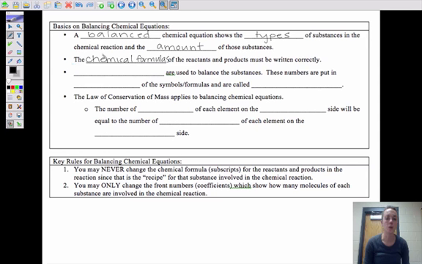So for the most part, we'll give you the chemical formulas of your reactants and your products, but we will ask you to change around the coefficients, or how much of those things you have. So naturally, we use numbers to balance out those substances, and those numbers are put in front of the symbols and formulas, and those are called coefficients.